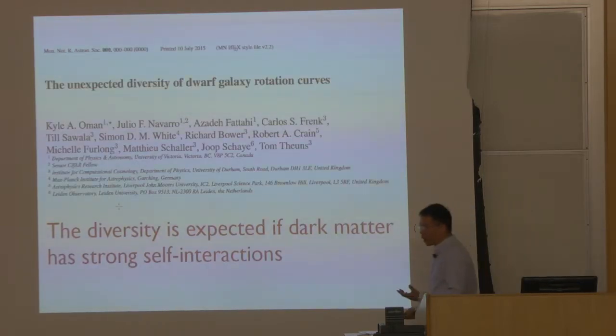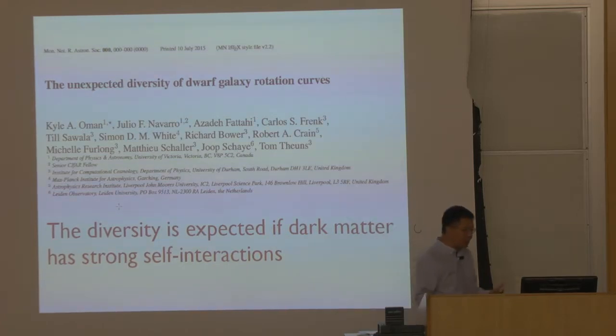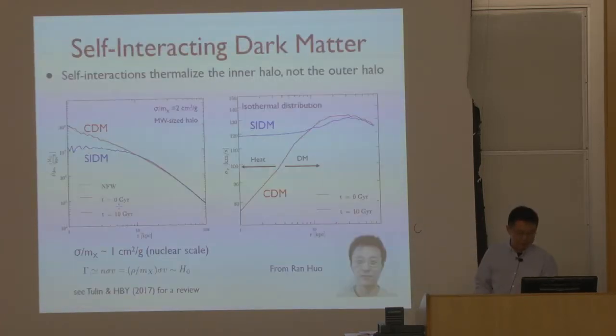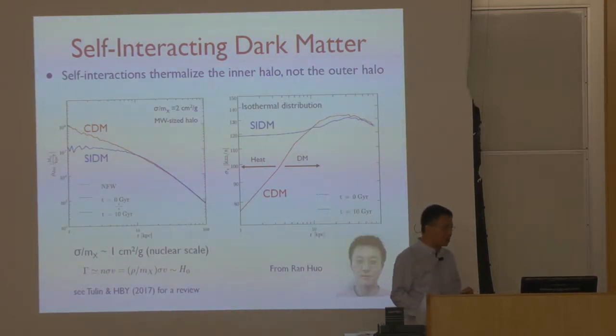In the rest of my talk, I'm going to show that the diversity is expected if dark matter has strong self-interactions. So what is self-interacting dark matter? All you need to do is make one more assumption. You assume that dark matter particles have collisions. And there's a measure to capture this collision effect, the cross-section per mass.